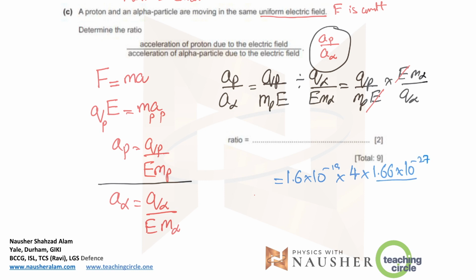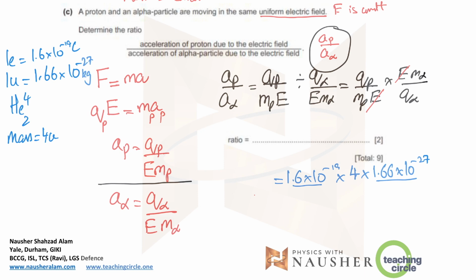This value and this value, they're given to you in the data booklet. So 1E is 1.6 into 10 raised to the power minus 19 coulombs. 1U, unified mass constant, is 1.66 into 10 raised to the power minus 27 kg. So let's say, for example, you're talking of helium nucleus, helium-4. They ask you, what is the mass? You will simply say it's 4U. That is why I wrote it as 4 into 1.66 into 10 to the minus 27. If they ask you, what is the charge on the helium nucleus? The charge will be 2 times E because it has got 2 protons. And what is the fundamental charge? That is 1.6 into 10 to the minus 19.